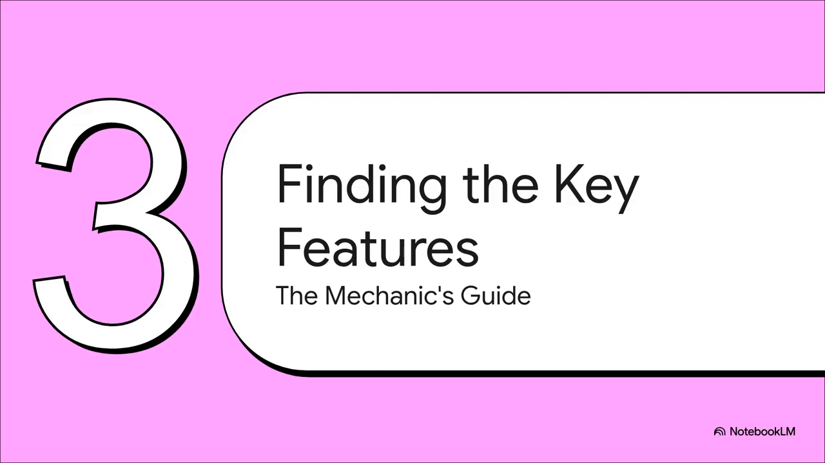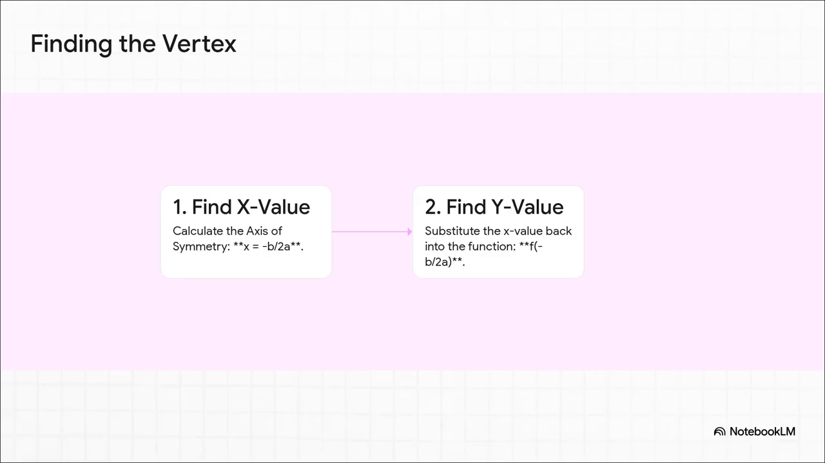So let's actually put these tools to work. On to section 3, finding the key features. This is kind of like our mechanics guide. We're going to get under the hood and pull out the most important bits of information, starting with that general form. Right, so when someone hands you the general form, finding the vertex is a simple two-step deal. First, you find the x-coordinate with a handy little formula. x equals negative b over 2a. That right there, that's your axis of symmetry.